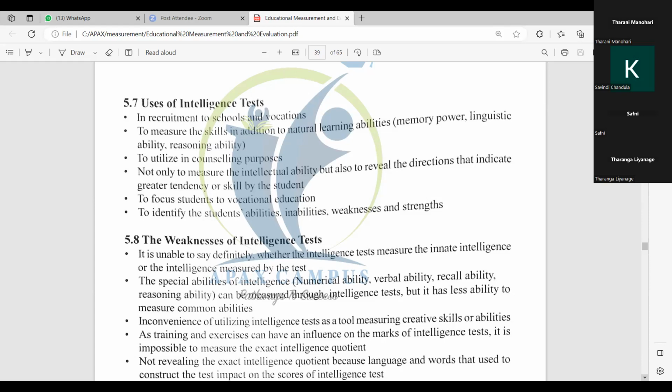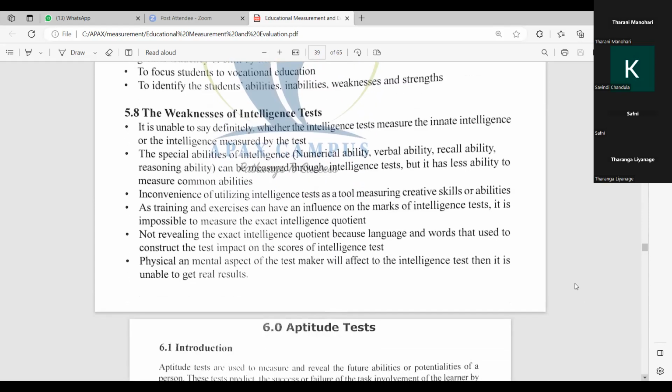Then we have some weaknesses of these intelligence tests. Unable to say definitely whether the intelligence test measures the innate intelligence or the intelligence measured by the test. Like what happens here in Sri Lanka, we give them practice, right? Practice for the test.